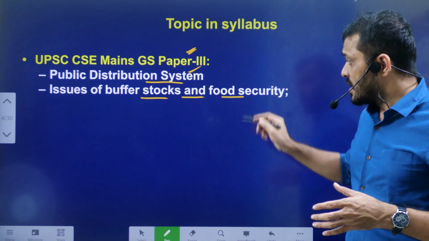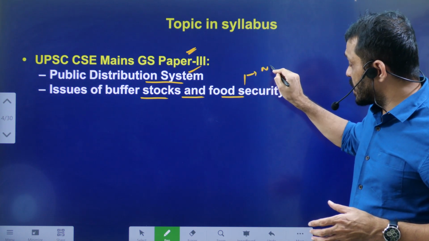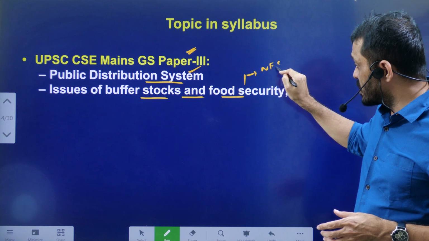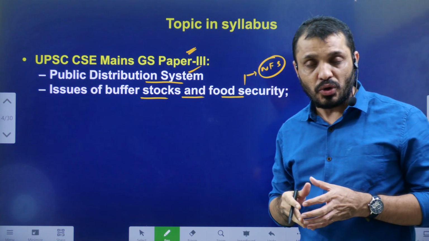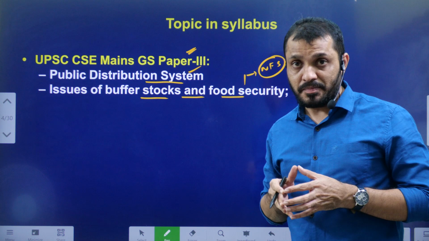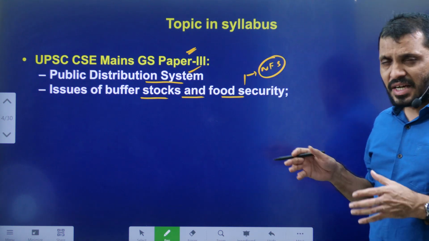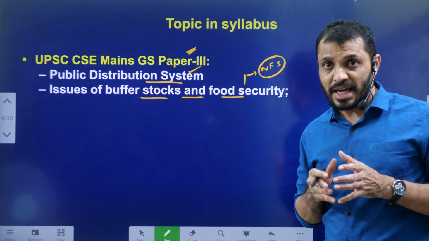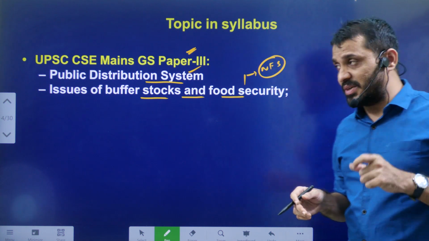So tell me students, in India, the National Food Security Act was made in which year? If you know, put your answer in the comment section. It is very, very important. The National Food Security Act has appeared in various competitive exams also.